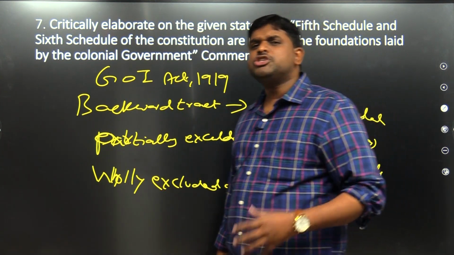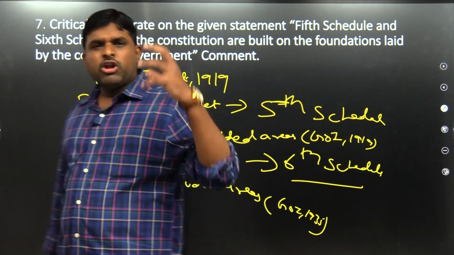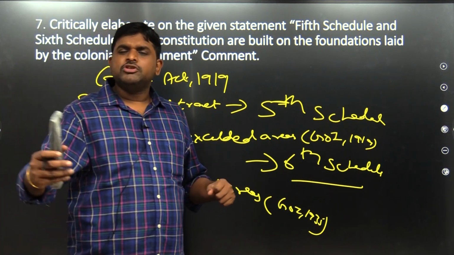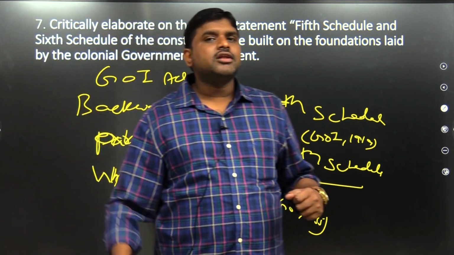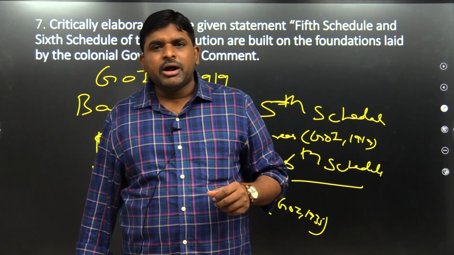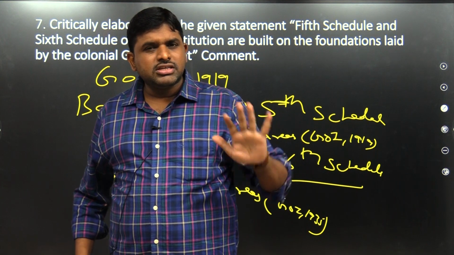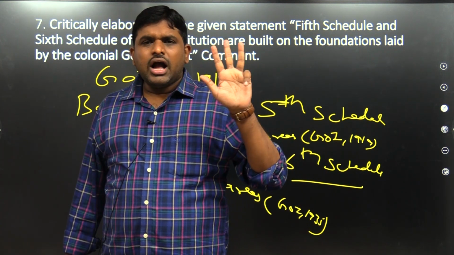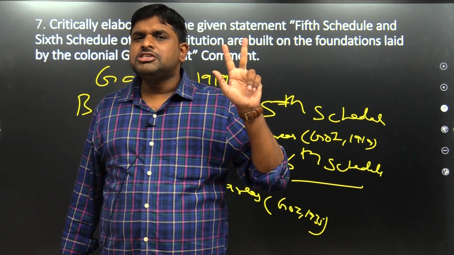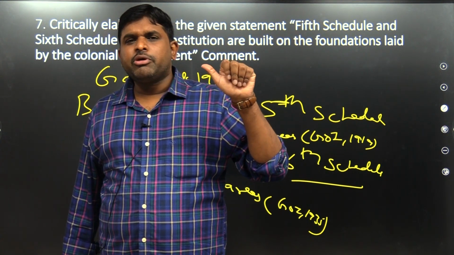Then you have to mention the provisions of Schedule 5, the role of the governor in Schedule 5, the provisions of Schedule 6, and the role of the governor in Schedule 6. The states which are part of Schedule 5 are 10 states. How to remember the Schedule 5 states? I will tell you. Andhra Pradesh and Telangana, once upon a time one state. Madhya Pradesh and Chhattisgarh, once upon a time one state.